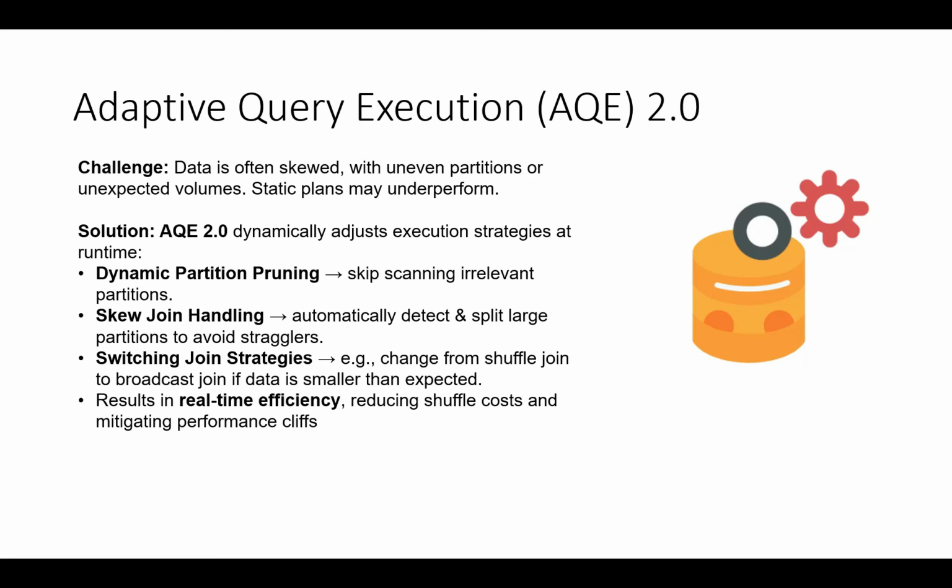At runtime, it switches join strategies. If before execution it had decided to do a shuffle join, at the time of running the query it may realize that the data is smaller than expected. We don't need a shuffle join. Let's do a broadcast join. So this is giving us real-time efficiency.